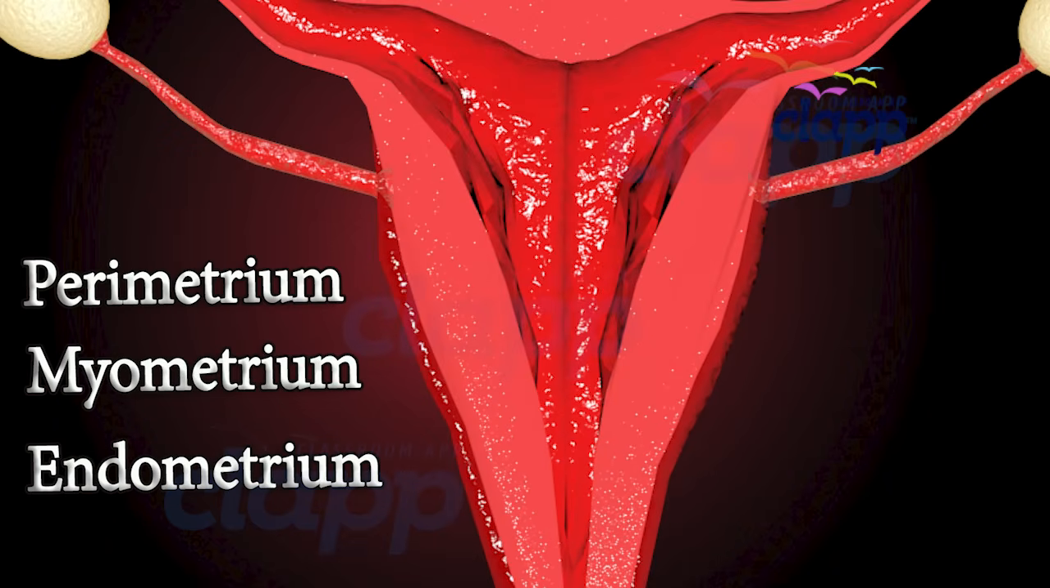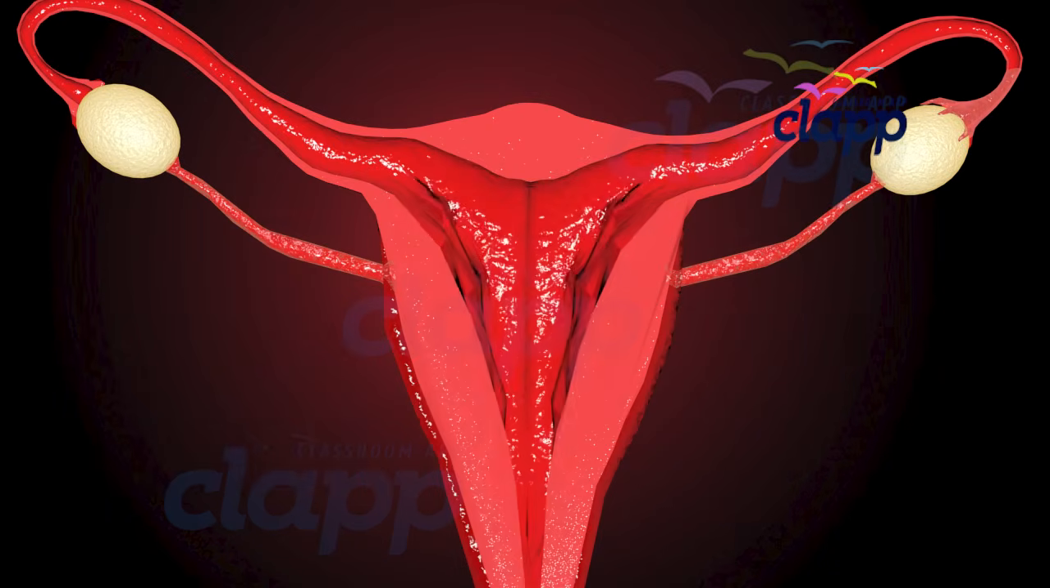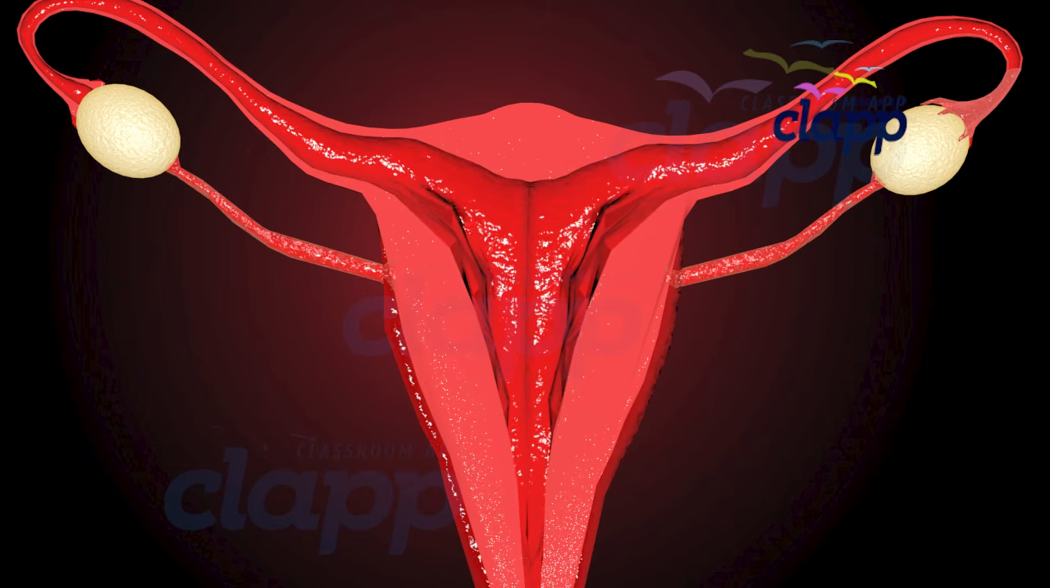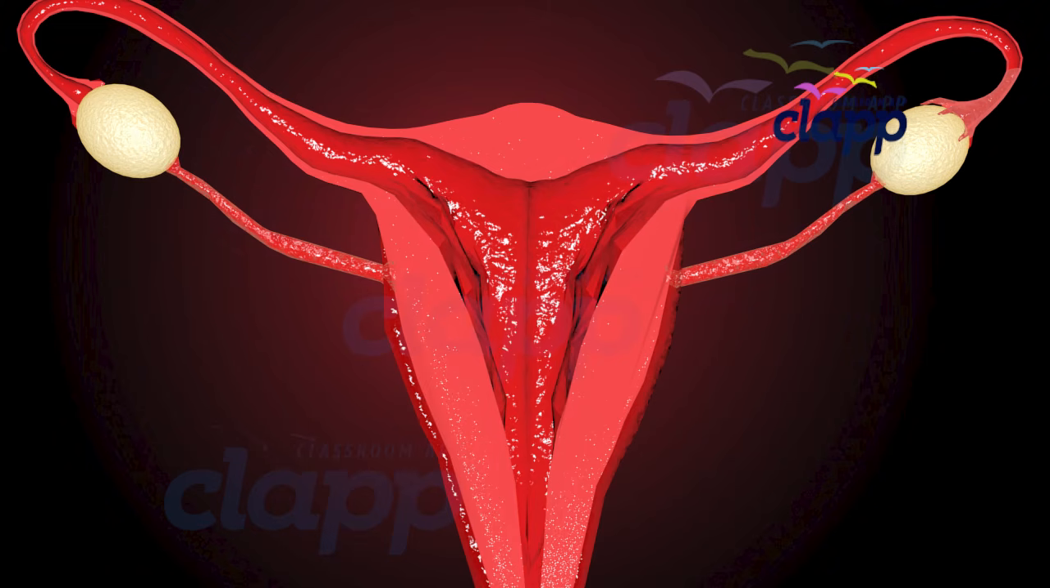The uterus has a thick wall made of 3 tissues: an outer peritoneal covering called perimetrium, a middle layer of smooth muscles, the myometrium, and an inner glandular layer, the endometrium. The myometrium is involved in uterine contractions. The endometrium undergoes cyclic changes during the menstrual cycle.